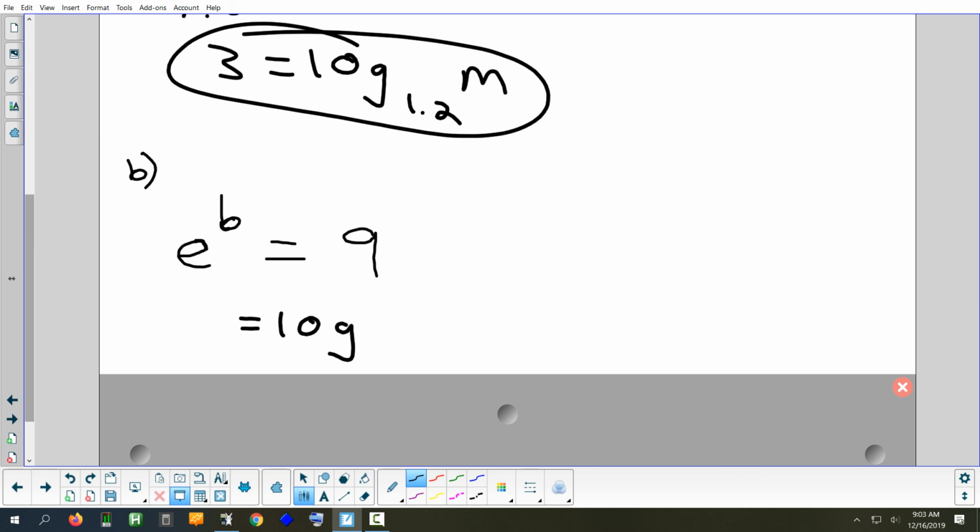Yashira, logarithm always equals what kind of number? Always equals your exponent. What's my exponent there? B. So we got that. The base is what? E. The base is E. And the last thing we need is the argument. Argument, look for what's by itself. 9.